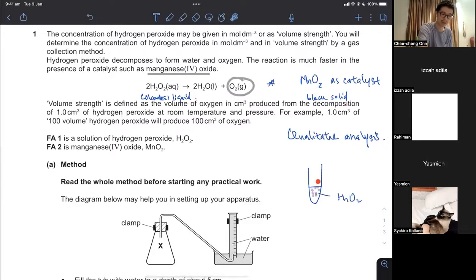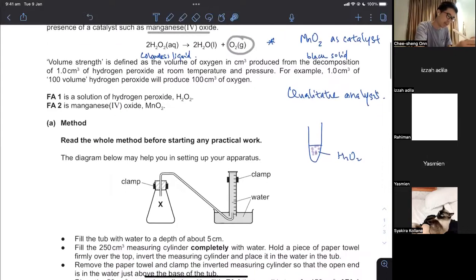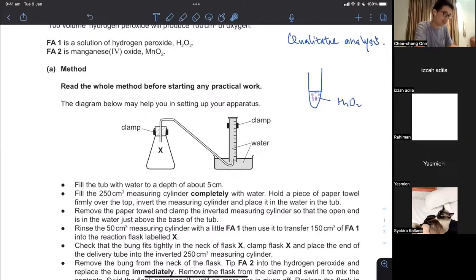This effervescence is quite easy to see. It relights the glowing splint quite easily. I hope you have seen this experiment before. If you haven't, just mention it in the Google Classroom and I'll send you a video on it. You can also watch online as well, I guess. And then, yeah, it's the same setup. That's all I can tell you.